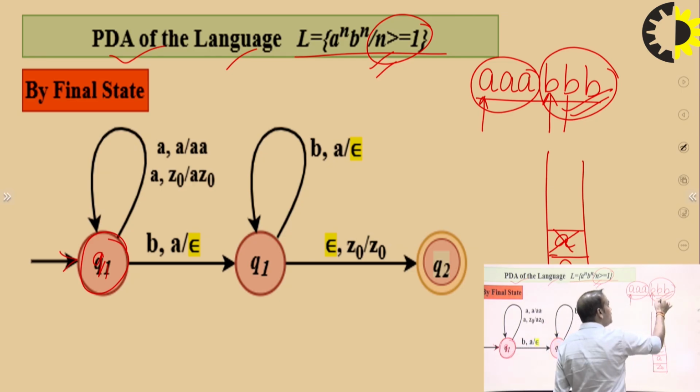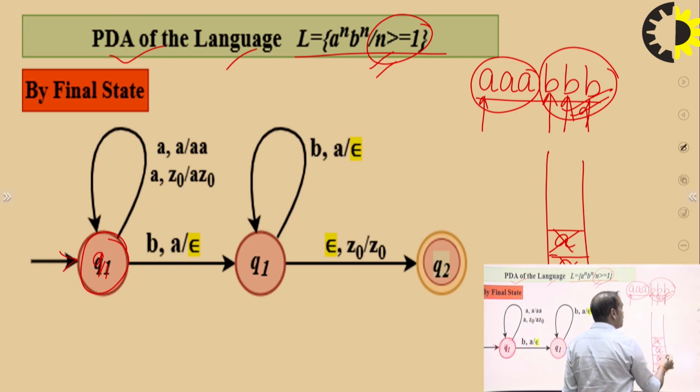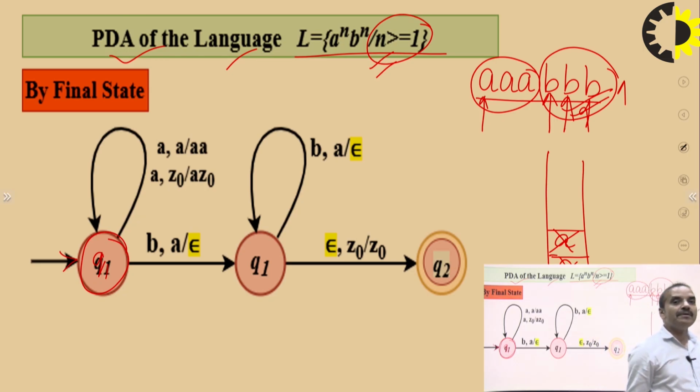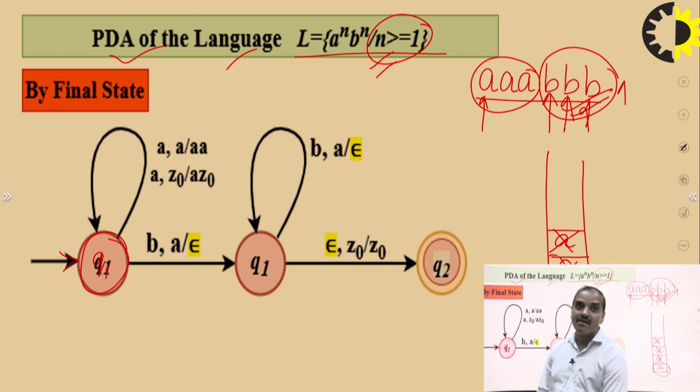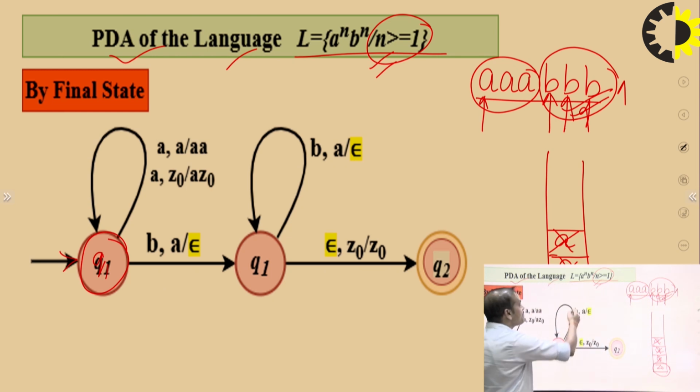Then second B, pop second A. Third B, pop third A. After that, input null and top of the stack Z0, we announce the machine to be accepted. This method is used to implement or design a PDA for the given language a^n b^n.